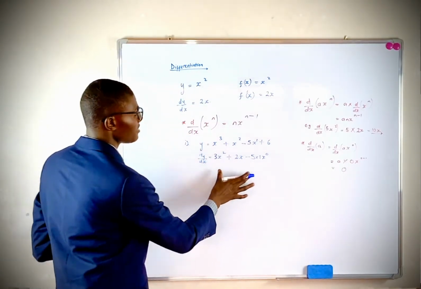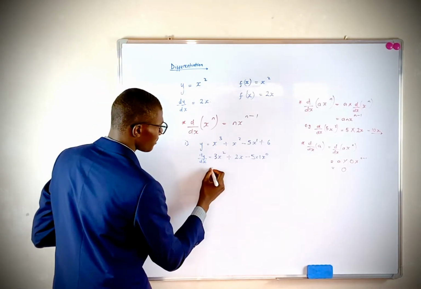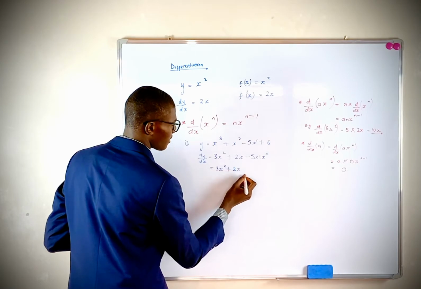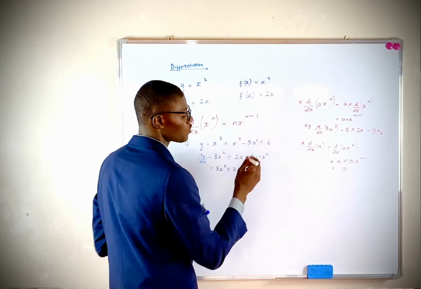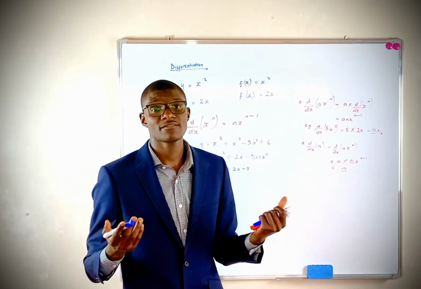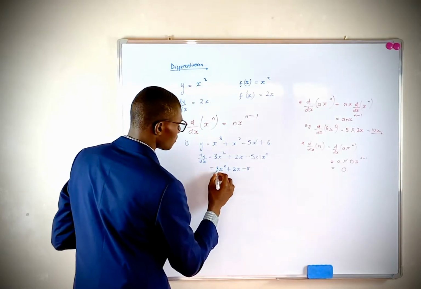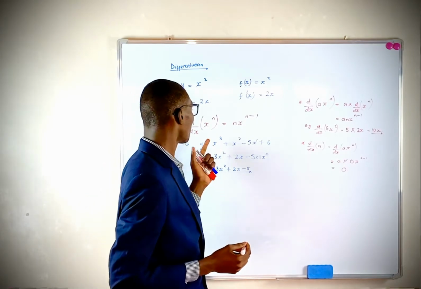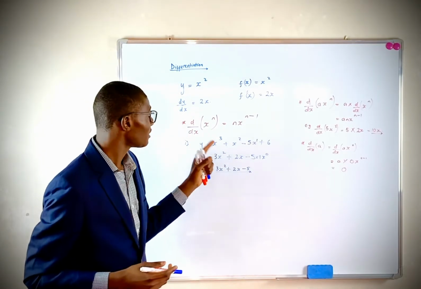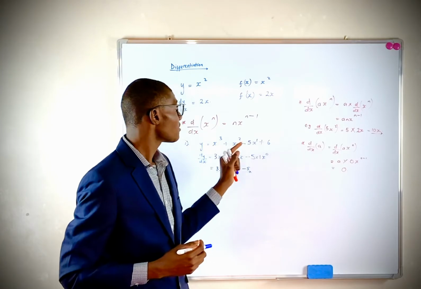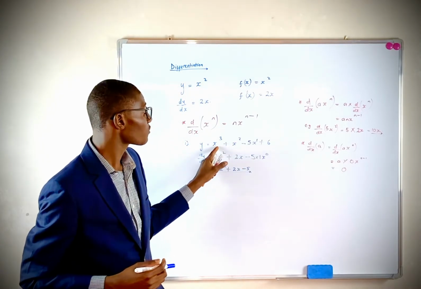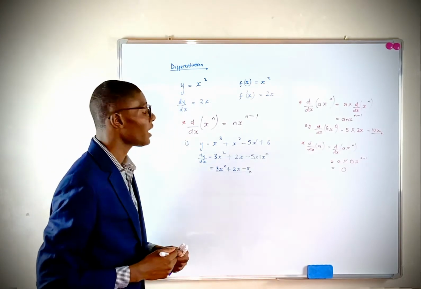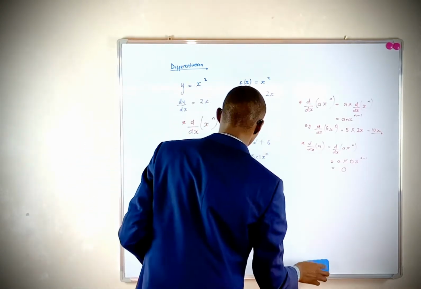So now let's simplify this. This shall be equal to 3x squared plus 2x minus 5, because we know x to the power of 0 will just give us a 1. So this becomes the solution, which is the gradient function of the curve y is equal to x to the power of 3 plus x squared minus 5x plus 6. Now let's look at another example.